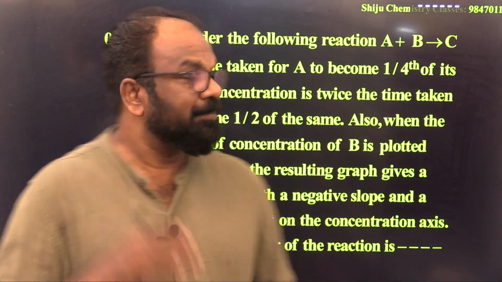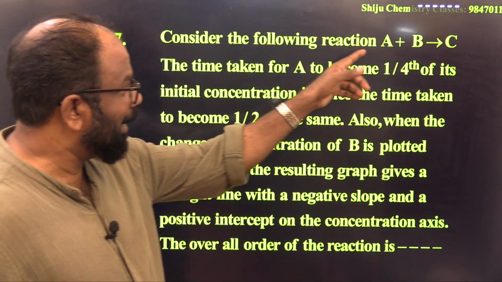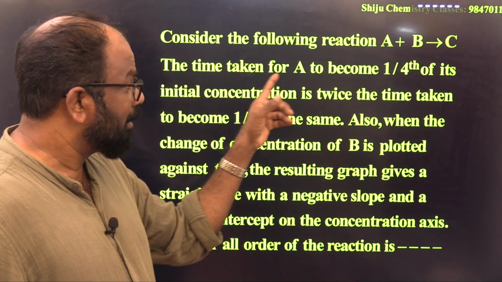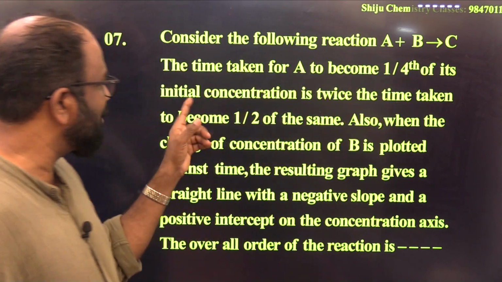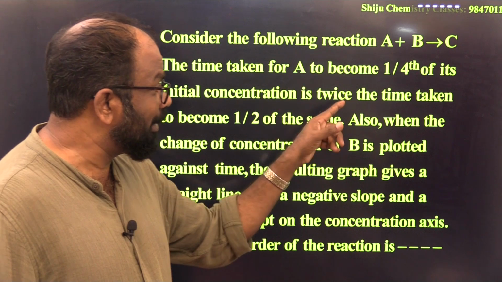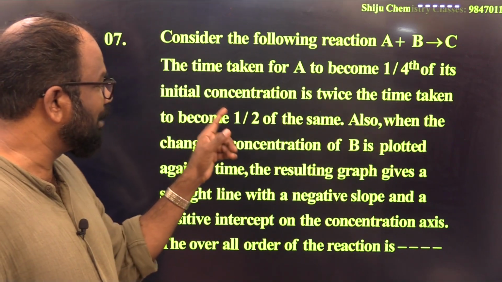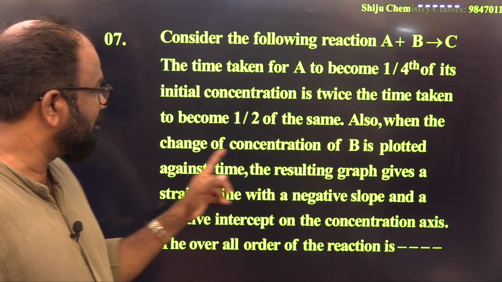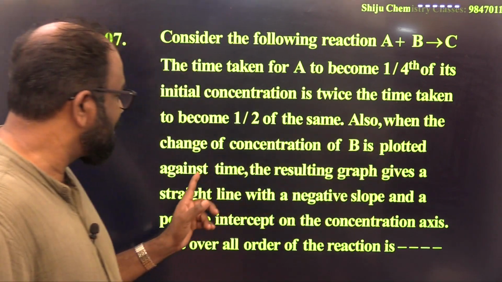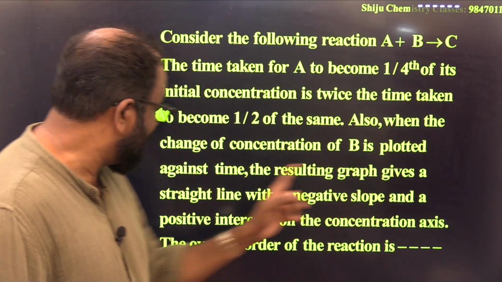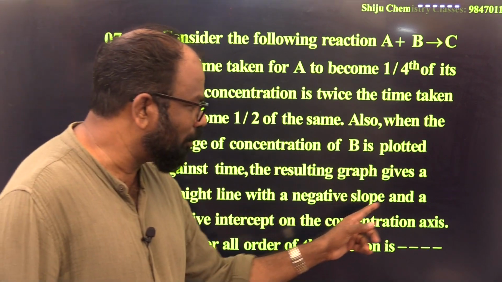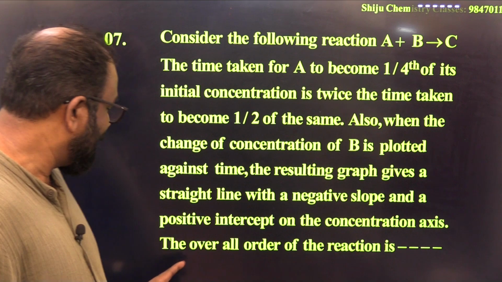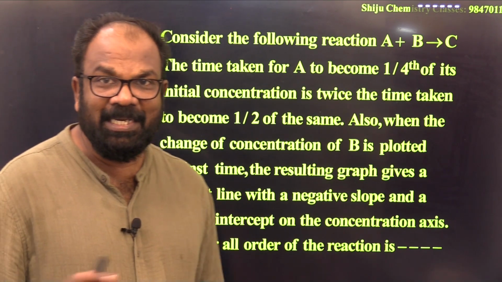Then question number 7. Consider the following reaction A plus B giving C. The time taken for A to become 1/4 of its initial concentration is twice the time taken to become 1/2 of the same. Also, when the change of concentration of B is plotted against time, the resulting graph gives a straight line with a negative slope and a positive intercept on the concentration axis. The overall order of reaction is dash.